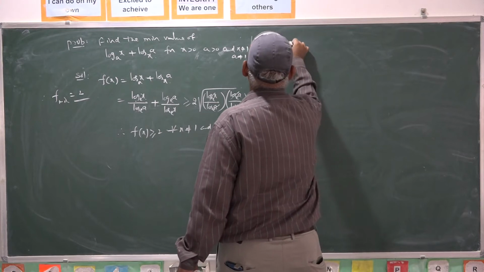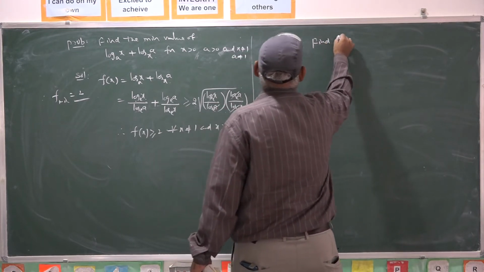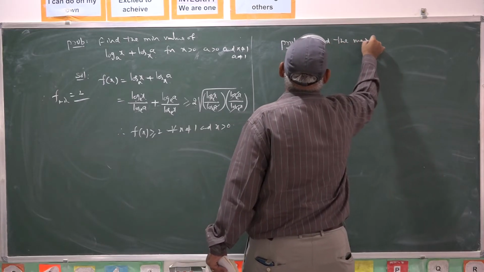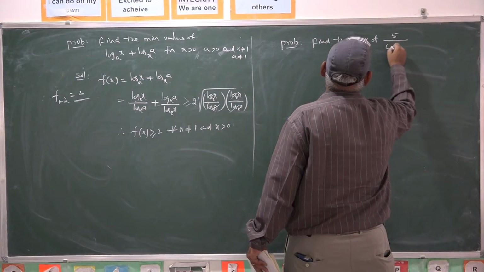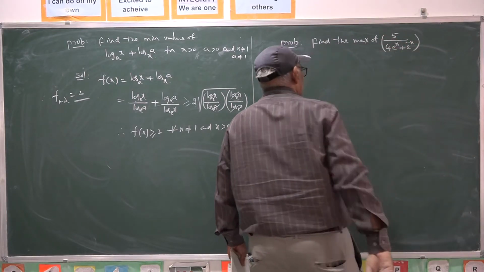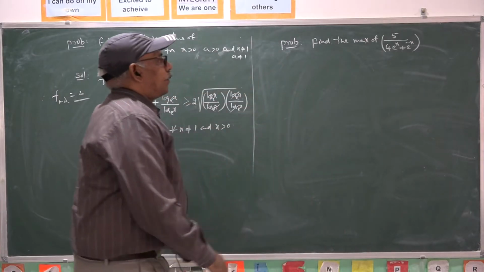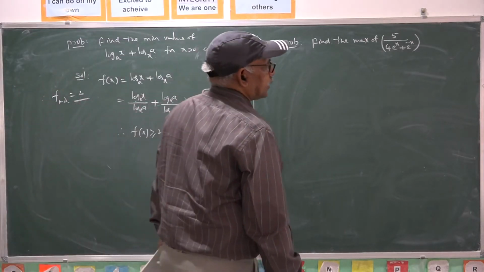Next problem. Find the maximum of 5 by 4 e power x plus e power minus x.